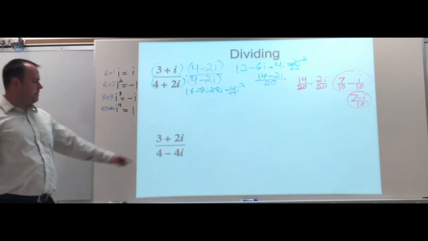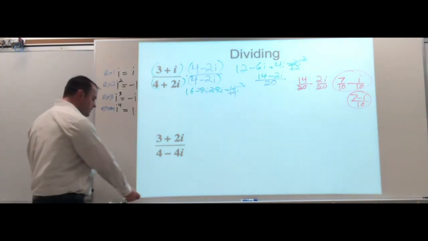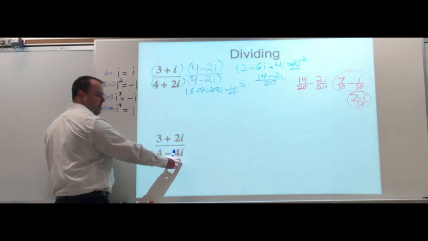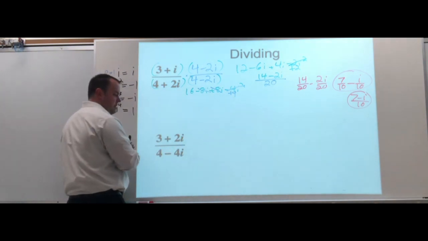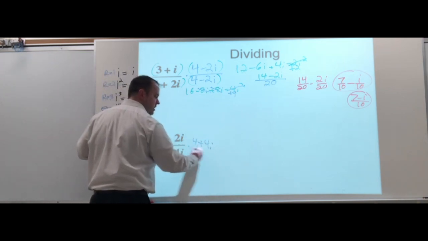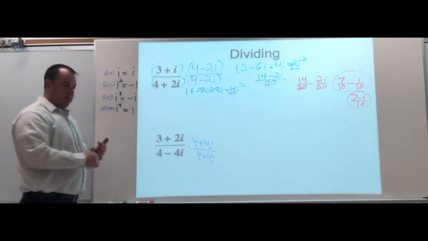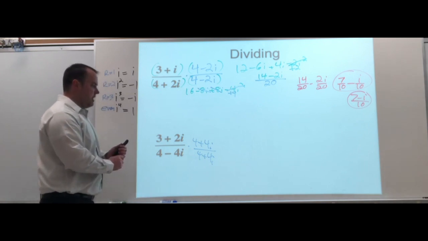Another example here, (3 plus 2i) divided by (4 minus 4i). So this time I'm going to multiply top and bottom by 4 plus 4i. So you're going to do the conjugate. It's the opposite sign. 4 plus 4i, 4 plus 4i. And again, the work to multiply it through does take a little bit of time. So be careful, watch your signs.